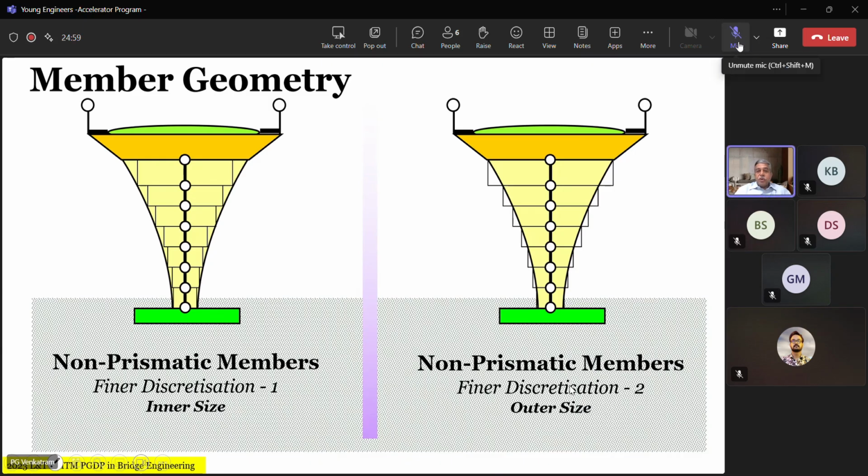To understand that, you have to go back to the first thing we said. What is the aim of all modeling? The aim of all modeling is to get the best estimate of the stiffness. Correct? So now there comes the question between the left hand side, which is the inner dimension model, and the right hand side, which is the outer dimension model. Which is correct?